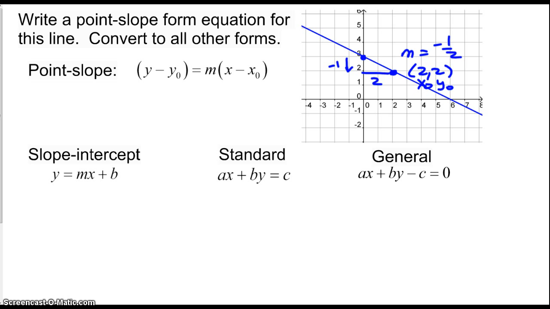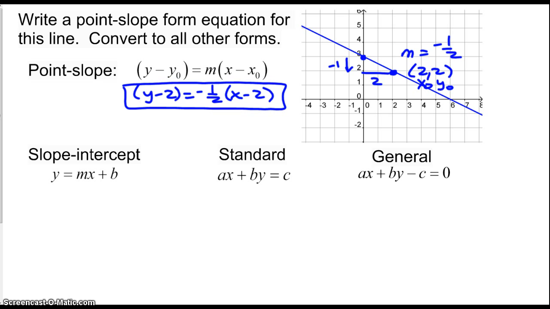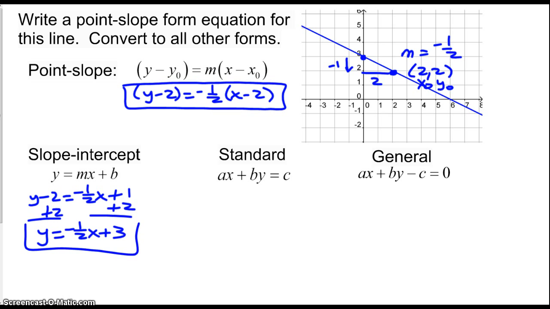All right, so what do I have here? I've got y minus 2 equals negative 1/2 times x minus 2. That's a point-slope form equation. You could have other answers. Okay, let's use that. Let's get rid of the parentheses here. Negative 1/2 x. Negative 1/2 times negative 2 is positive 1. And then if I add 2 to both sides, I get y equals negative 1/2 x plus 3. So that would be the slope-intercept form.